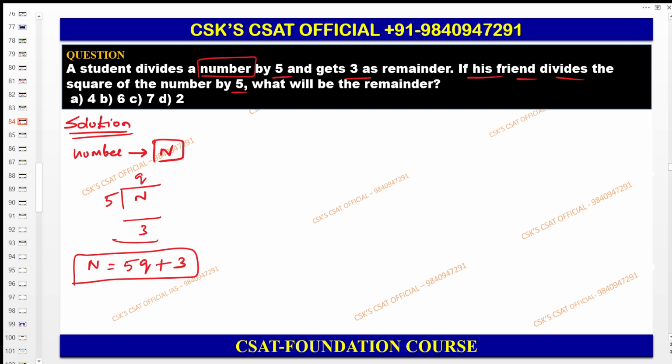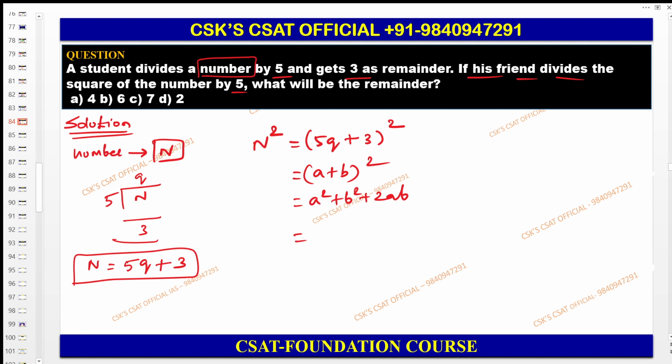So now listen very carefully. What is friend doing? Square of the number. So this is the number. Square of the number means what? n square. n square is nothing but, listen very carefully, (5q plus 3) the whole square. Don't simply write 25q square plus 9. This is wrong. Square of the number means that number the whole square. So you need to apply the concept of (a plus b) the whole square, since (a plus b) the whole square is nothing but a square plus b square plus 2ab. That logic only we need to apply here.